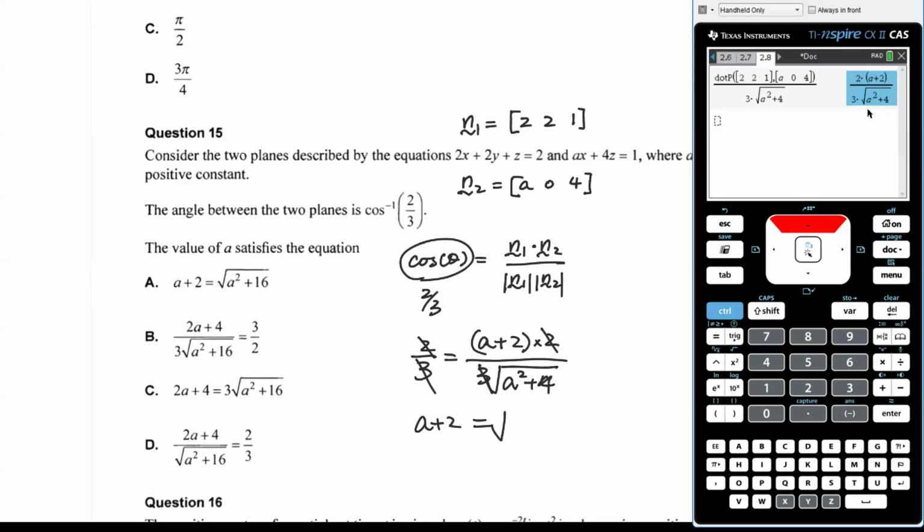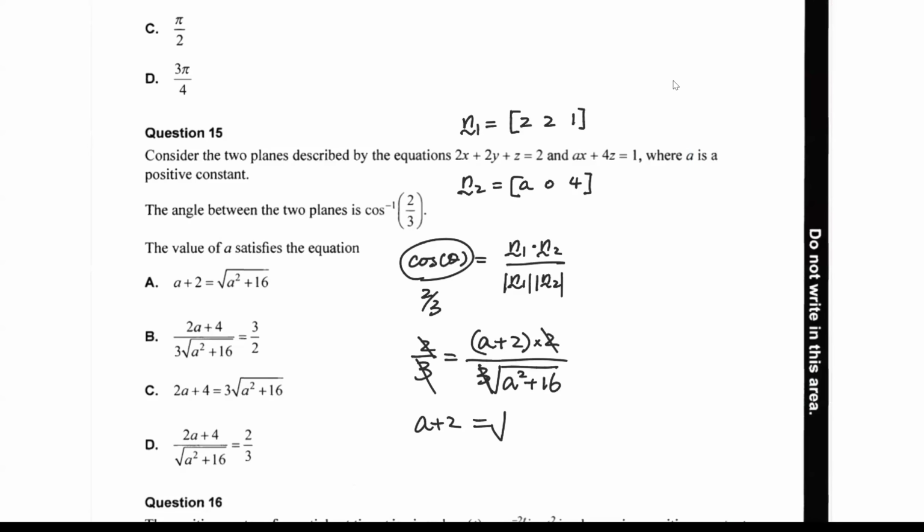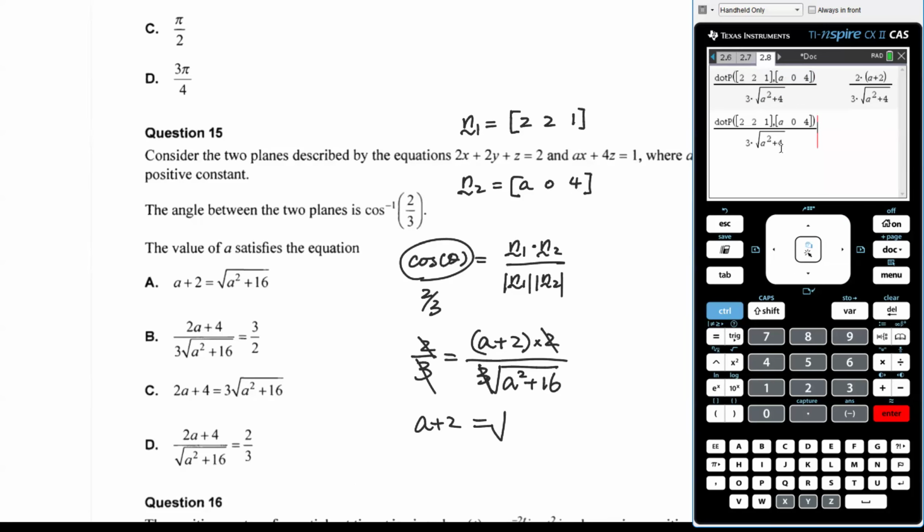Oh, actually, bear with me. This is 16. I made a tiny mistake here. So this one should be 16. Yep, 4 squared is 16. So I can actually get a plus 2 equals to square root a squared plus 16. So that's option A.